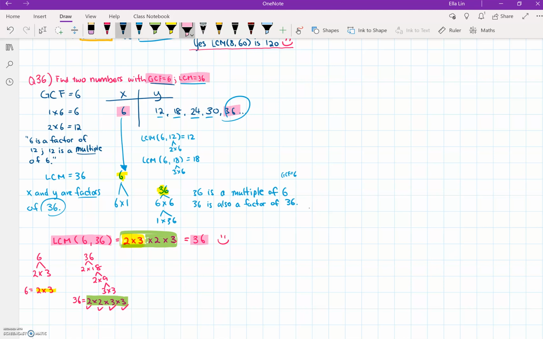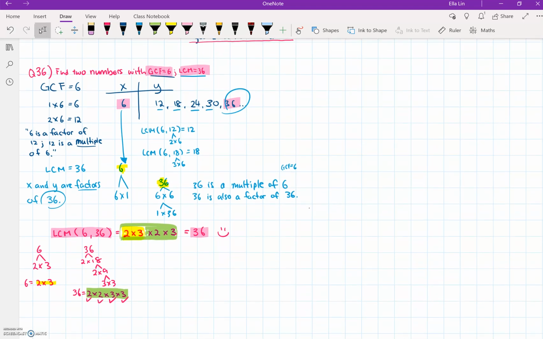So to finish the question off, the two numbers with a GCF of 6 and LCM of 36 are 6 and 36.